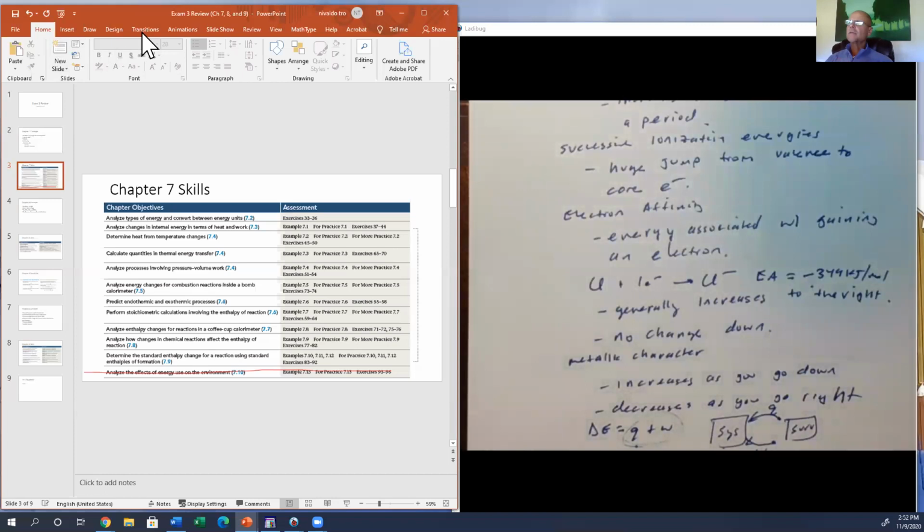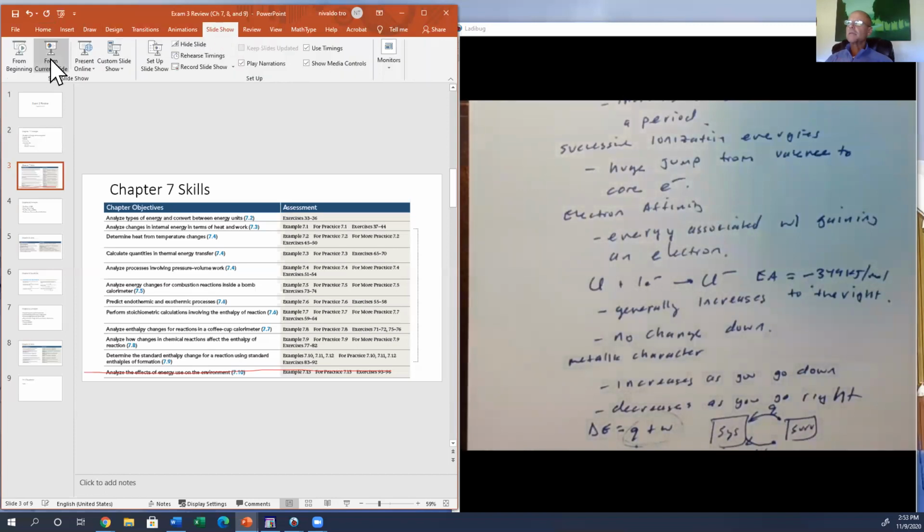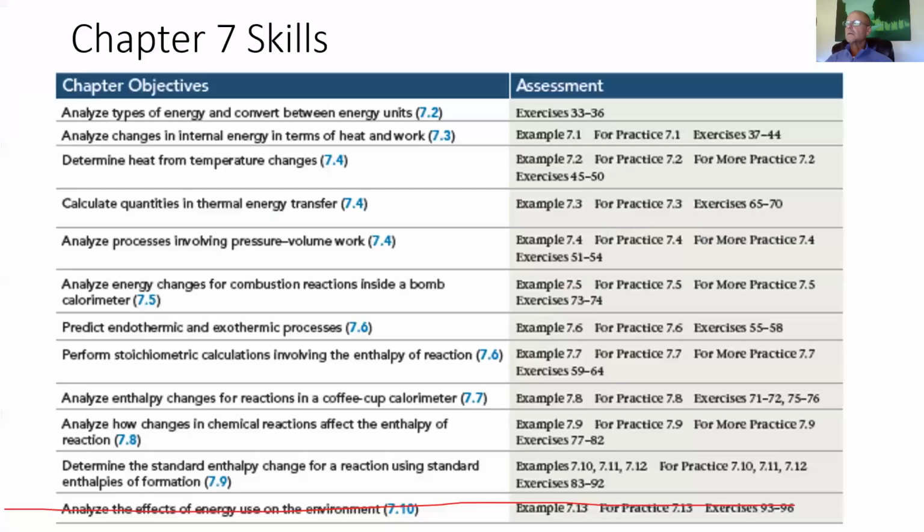Can you guys see that? Maybe I should just play this as a slideshow. It might be easier to see. Is that better?